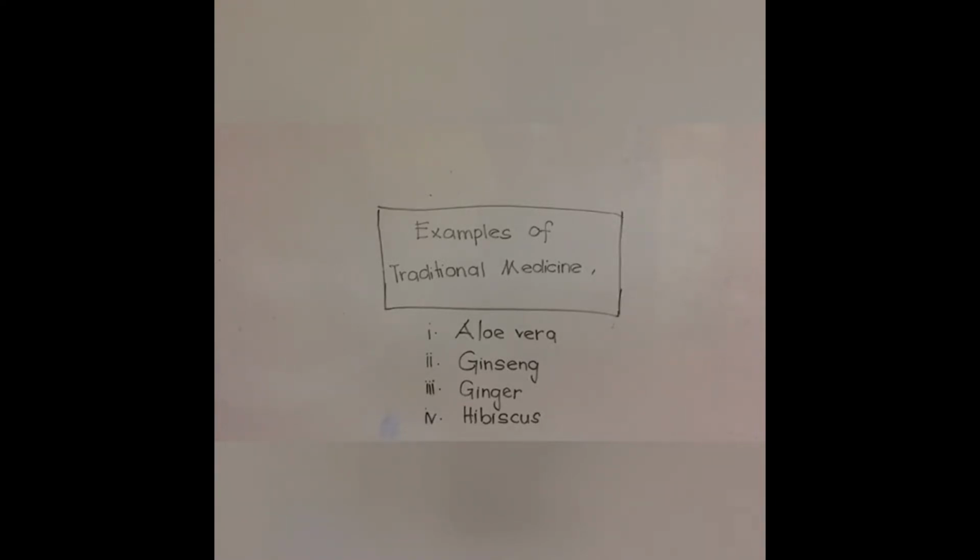And again, I remind all of you, please do not limit yourselves to only these examples in traditional medicine, because there are a lot of other examples used in traditional medicines by people in this world. So we start with number 1, which is aloe vera. What are the functions of aloe vera? Basically, aloe vera can relieve pain from sunburn and also heal wounds.